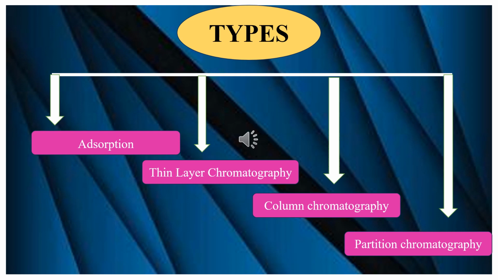Then coming to its types, there are four major types of chromatography. These include adsorption chromatography, thin layer chromatography, column chromatography, and the last one is partition chromatography.